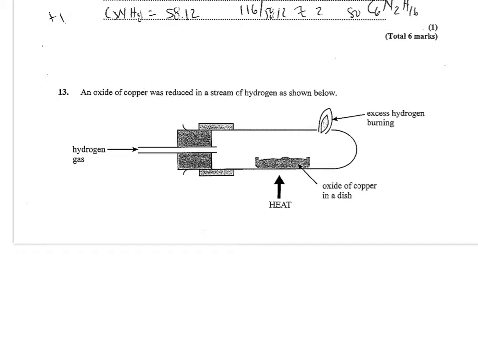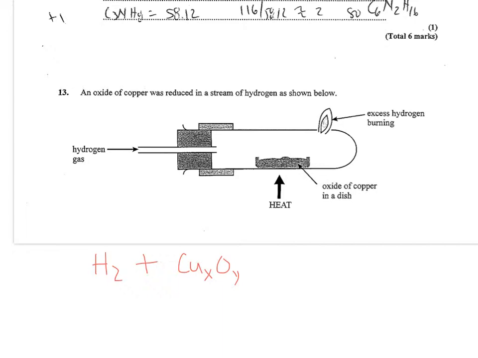Number 13, this was a difficult question. I included it just to show you that if you just take a deep breath and write out what you know, a lot of these questions that seem overwhelming at first really aren't as unsolvable as they appear to be. So I've got hydrogen gas going in. That makes H2 a reactant. I've got oxide of a copper in a dish. So I've got CuXOY, so some kind of copper oxide. I have excess hydrogen burning. Well, that's still a reactant. It's just making sure that any excess reactant goes away.